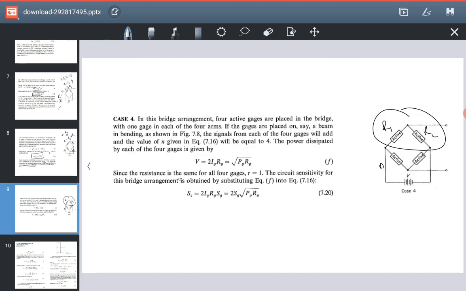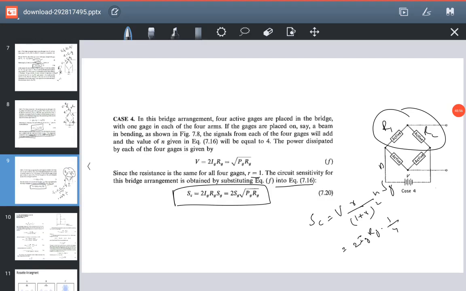Since the resistance is the same for all 4 gauges R1, the circuit sensitivity for the bridge is obtained by substituting equation 4 in equation 16. So it is the same thing, I guess. Wait a second. So this is equation 7.16. n will be equal to 4, because we have 4 gauges here.